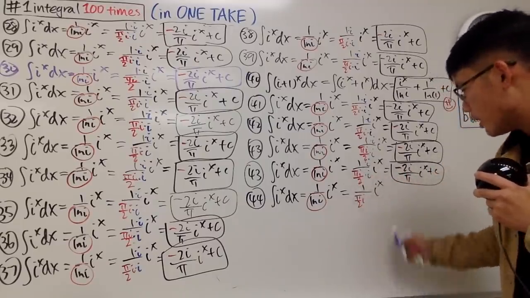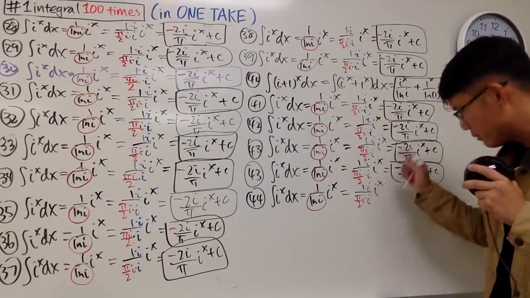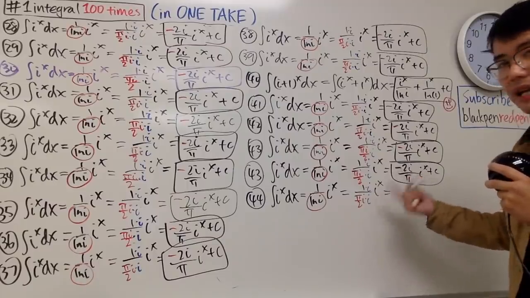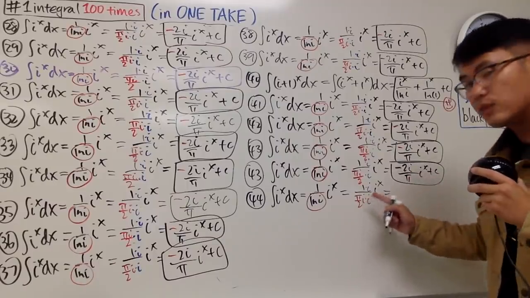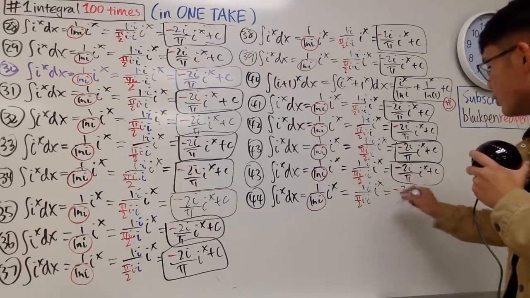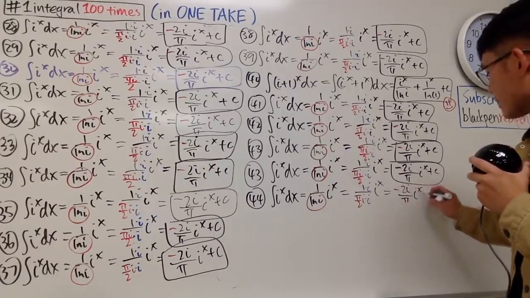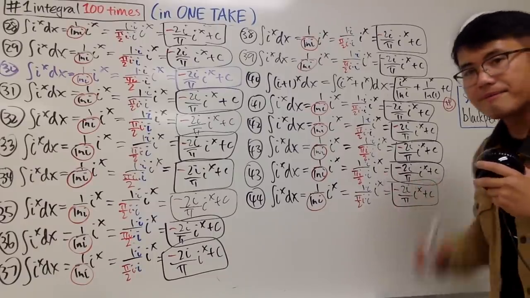And let me tell you the secret. I don't like i to be on the bottom, so I would like it to be on the top. Multiply i and i. And i times i is i squared, and we get -1. And then we have the 2 right here, so I'll bring the negative to the top. And we have -2 i right here over pi, and then we have i to the x power, and put a plus c like that, right?